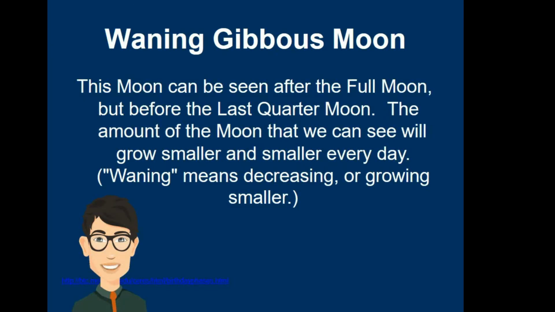Waning gibbous moon. This moon can be seen after the full moon, but before the last quarter moon. The amount of the moon that we can see will grow smaller and smaller every day. Waning means decreasing or growing smaller.